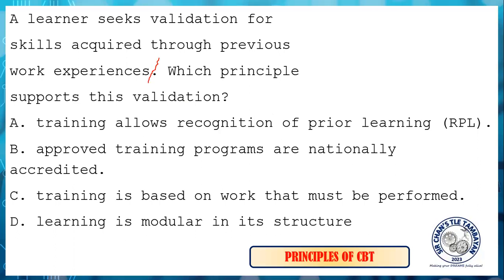Hanggang diyan lang, alam mo na yung sagot. RPL yan. Validation of skills, RPL yan, ha? Kapag validation of skills, it's automatically RPL po yun. Other than that, hindi na po yan. The answer there is alpha.